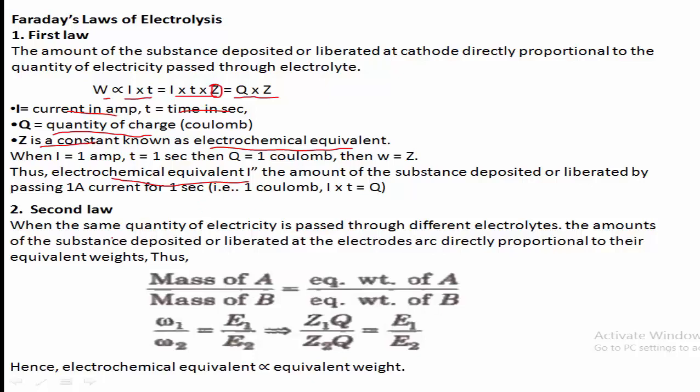Then the second law: when the same quantity of electricity is passed through different electrolytes, the amounts of substance deposited or liberated at the electrodes are directly proportional to their equivalent weights. Thus, mass of A divided by mass of B is equal to equivalent weight of A upon equivalent weight of B. That is given by W1 divided by W2 is equal to E1 divided by E2. Or Z1Q divided by Z2Q is equal to E1 divided by E2, because W is nothing but Q into Z. Hence, it is written as Z1Q and Z2Q. Hence, electrochemical equivalent is directly proportional to equivalent weight.